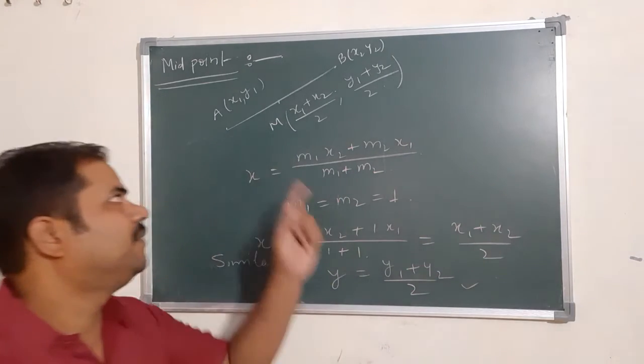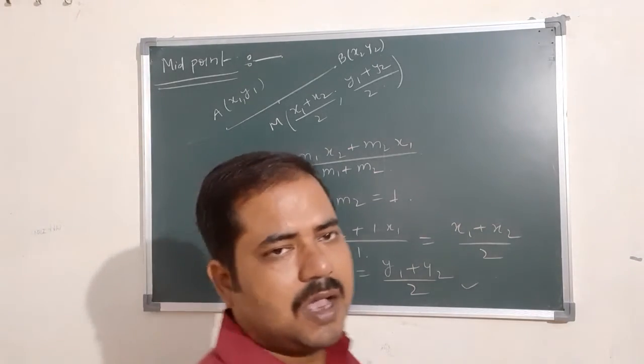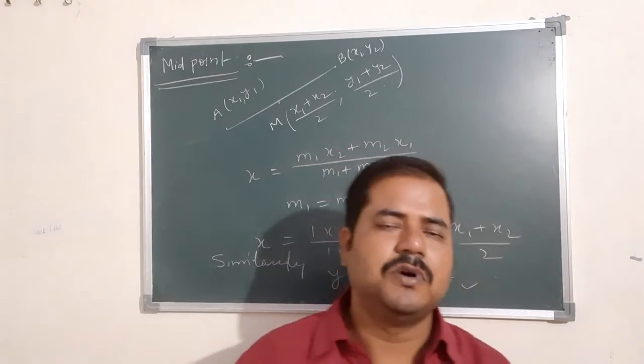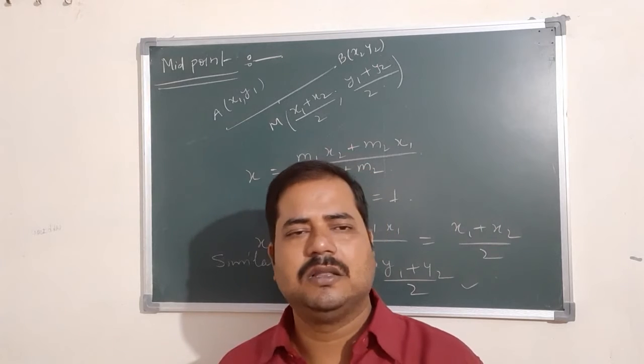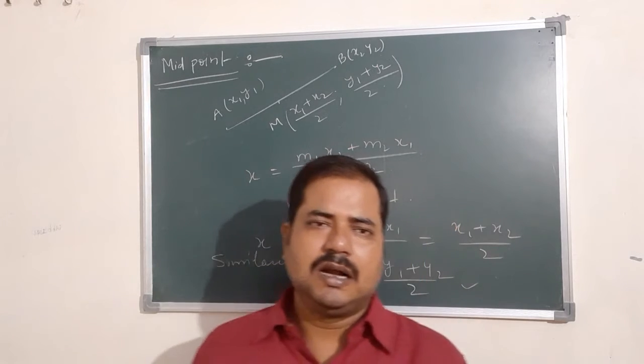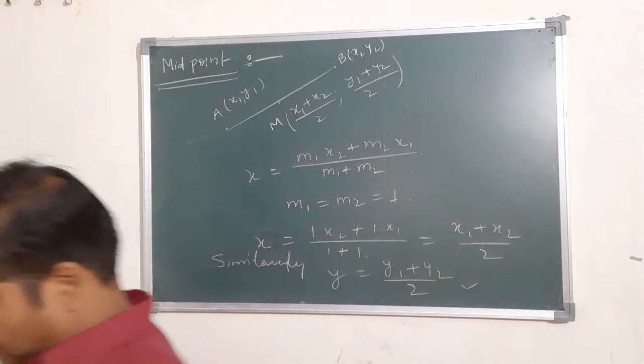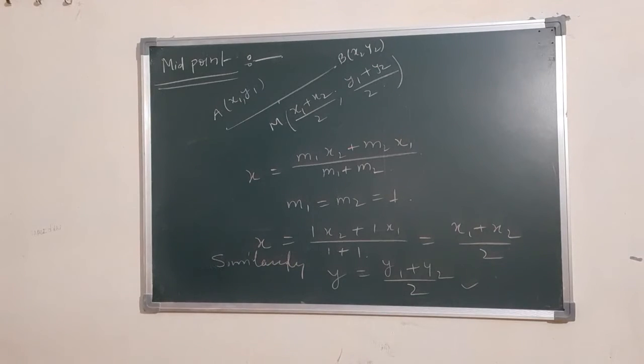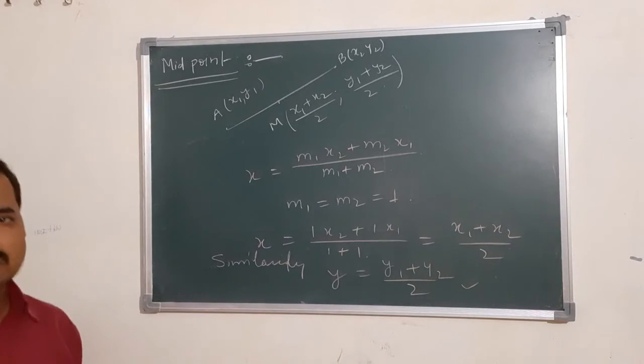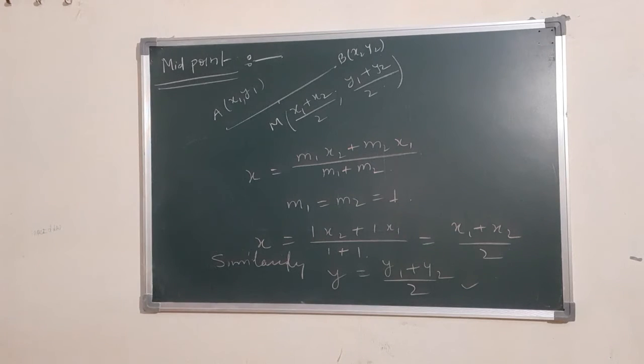So the midpoint formula is this. If we want to find the midpoint, we simply add the abscissas and divide by 2, and add the ordinates and divide by 2, and we get the midpoint. Okay, so note it down fast.